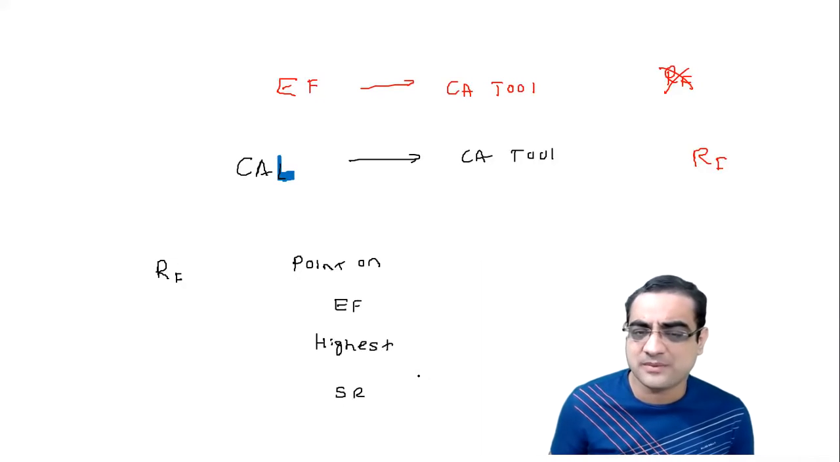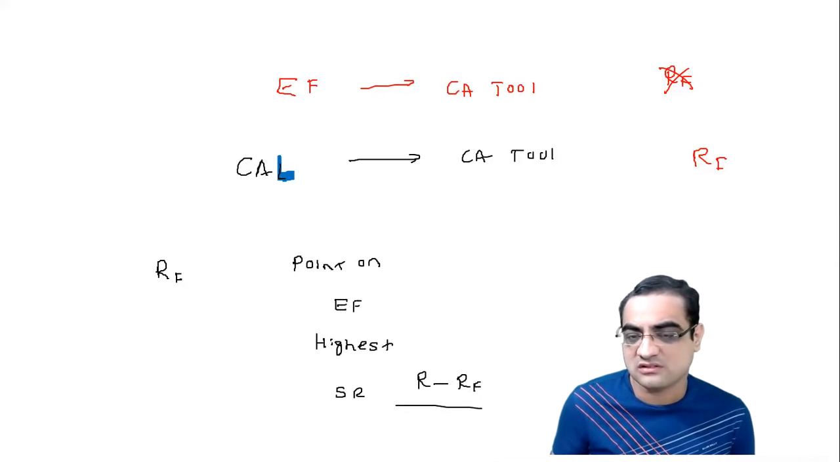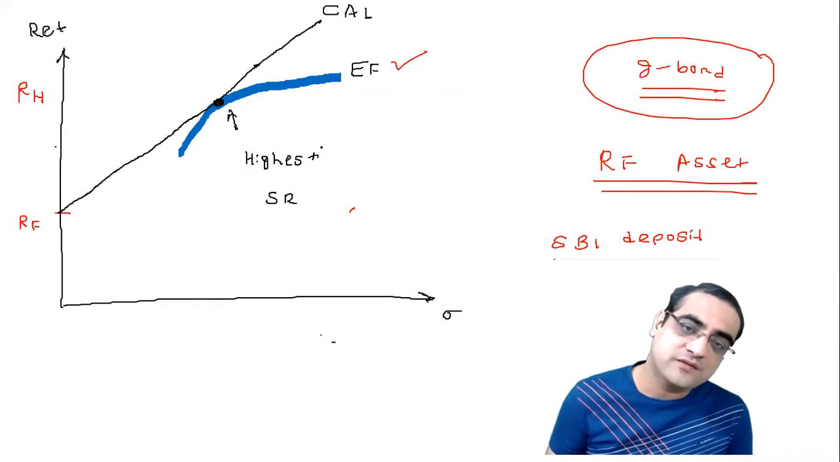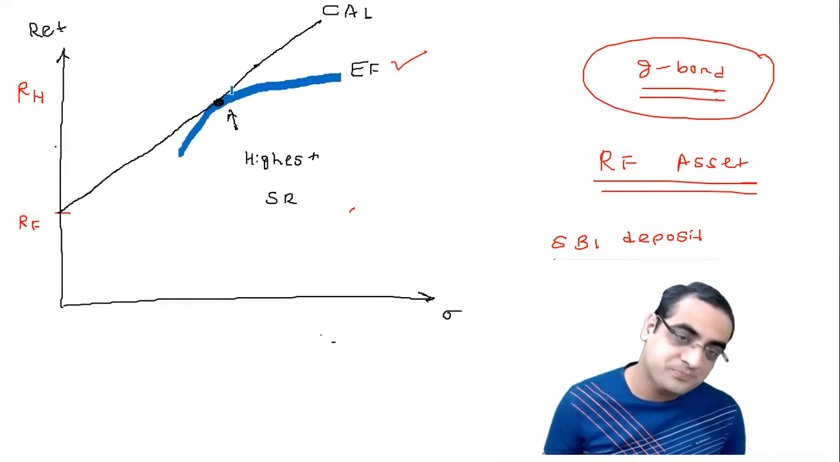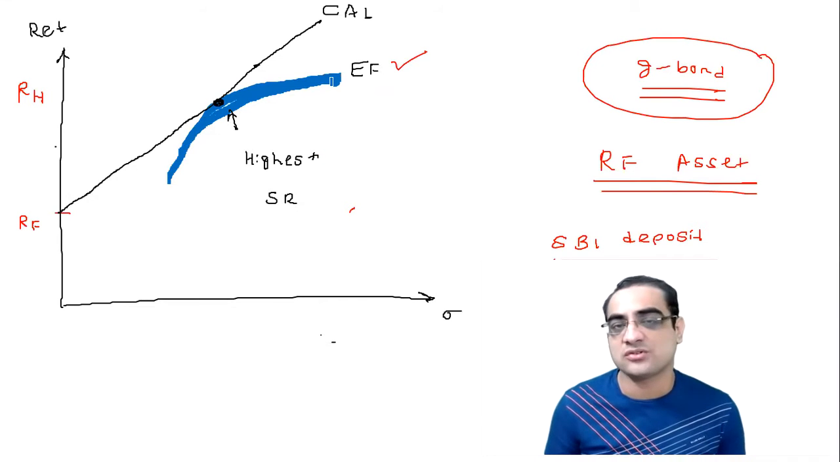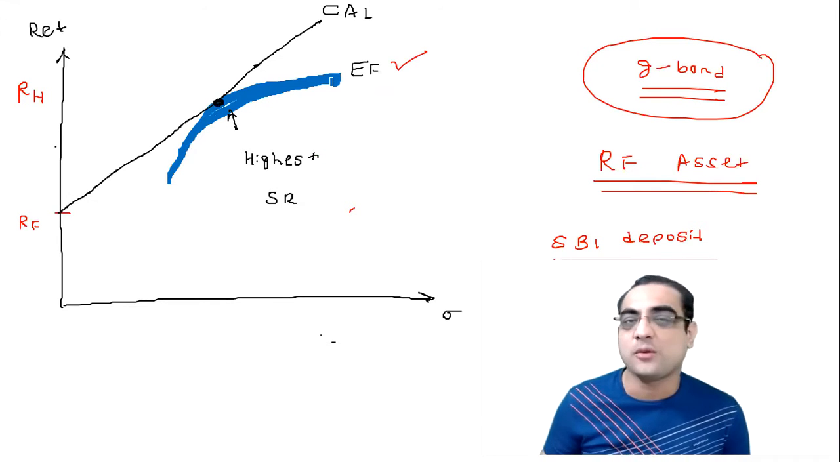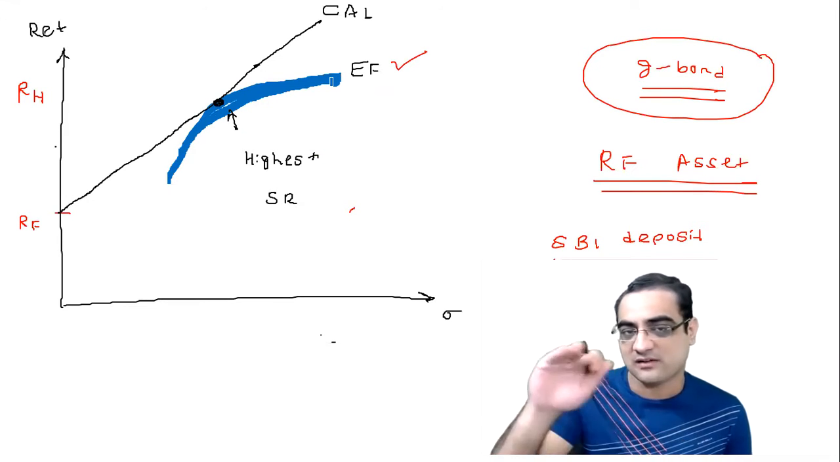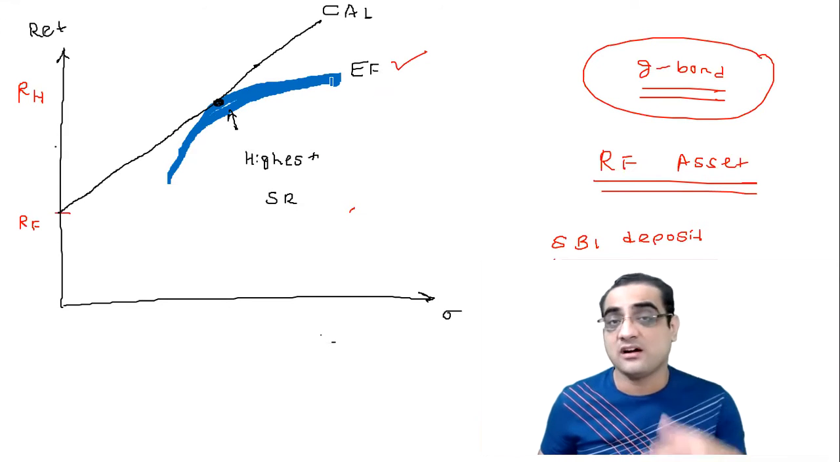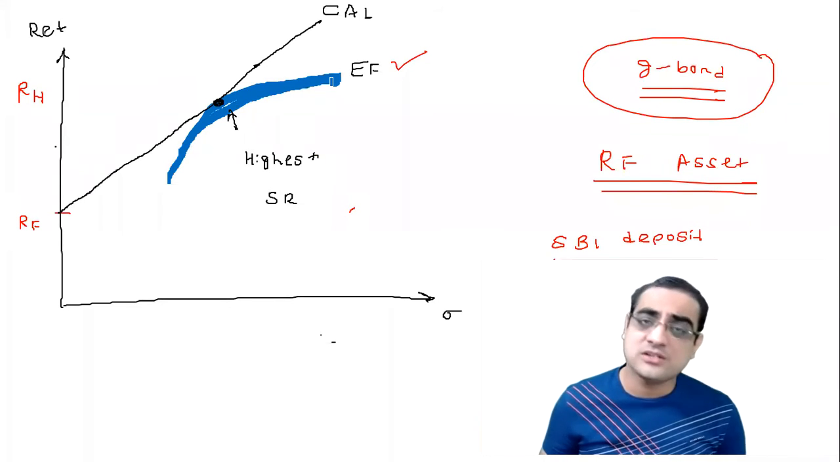I hope everyone knows the Sharpe ratio. All right, so that's the Sharpe ratio. This is the point on the efficient frontier. So this blue graph is the efficient frontier, and the point on the efficient frontier which has the highest Sharpe ratio is called the optimal portfolio, and that line from RF to it is called the capital allocation line. So this line would be a capital allocation tool in case of a risk-free rate being available.